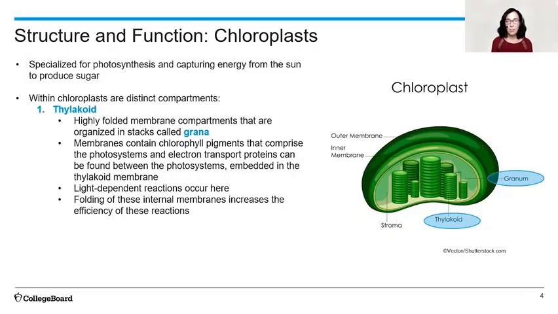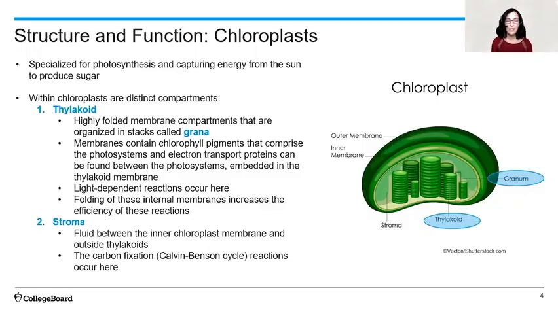Membranes contain chlorophyll pigments that comprise the photosystems, and electron transport proteins can be found between the photosystems embedded in these thylakoid membranes. This is where the light-dependent reactions of photosynthesis occur, and the folding of these internal membranes increases the surface area and efficiency of these reactions. There's also within the chloroplast the stroma, and this is the fluid between the inner chloroplast membrane and outside the thylakoids. And in the stroma is where the carbon fixation reactions occur. You can see that here on the diagram.